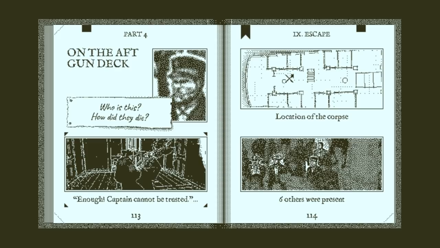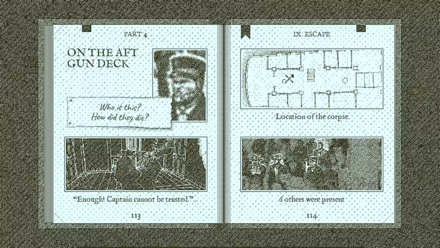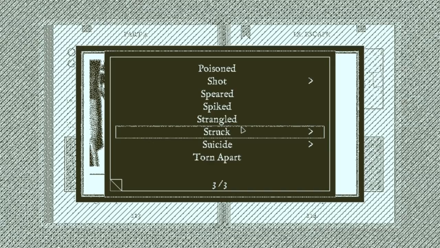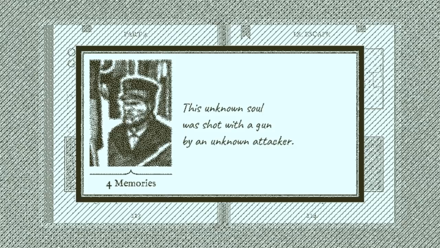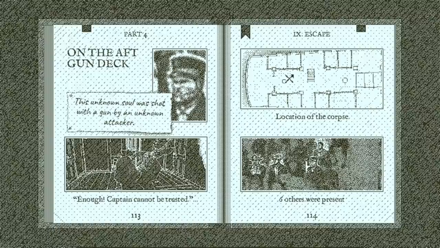So who is this? How did they die? Which one is he? This is the guy who was shot. This is Metnon of Fate. He was shot in the head. Shot? With a gun, but we don't know the attacker. Yeah, we don't know who it is. It's one of the mates, but we don't know which one.